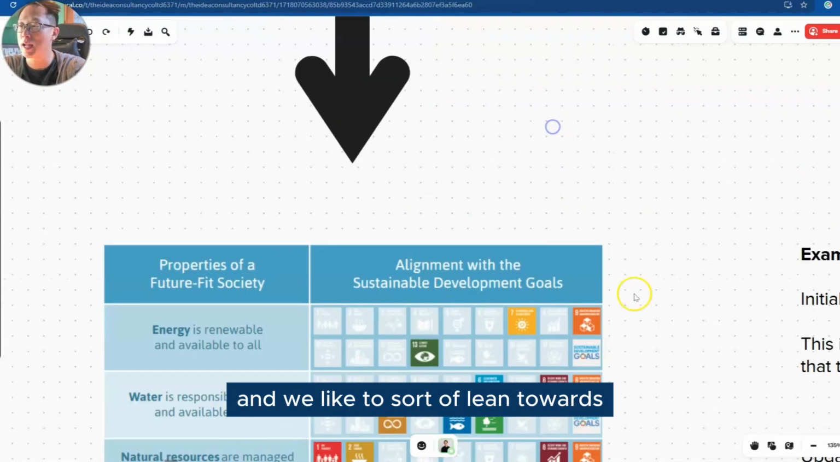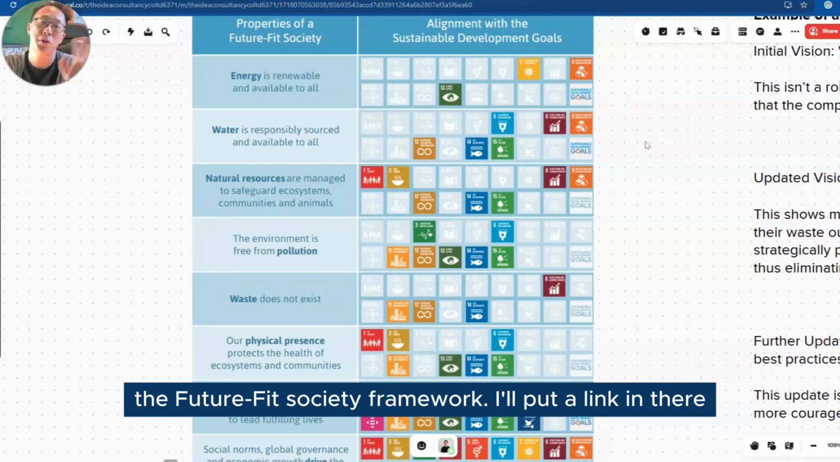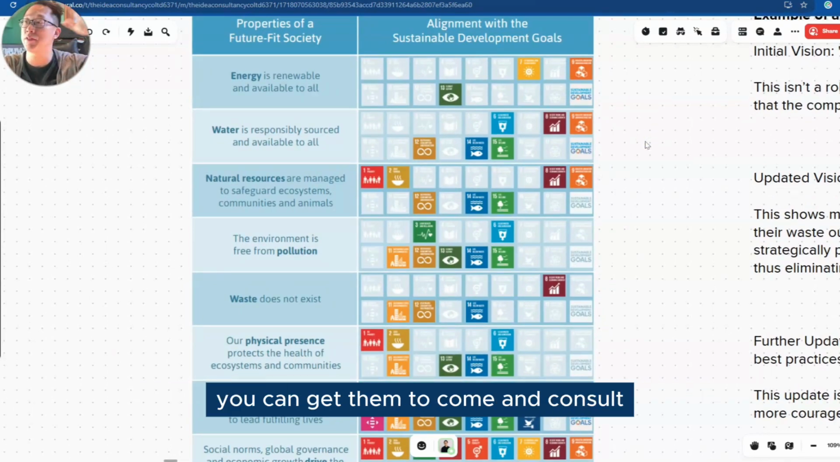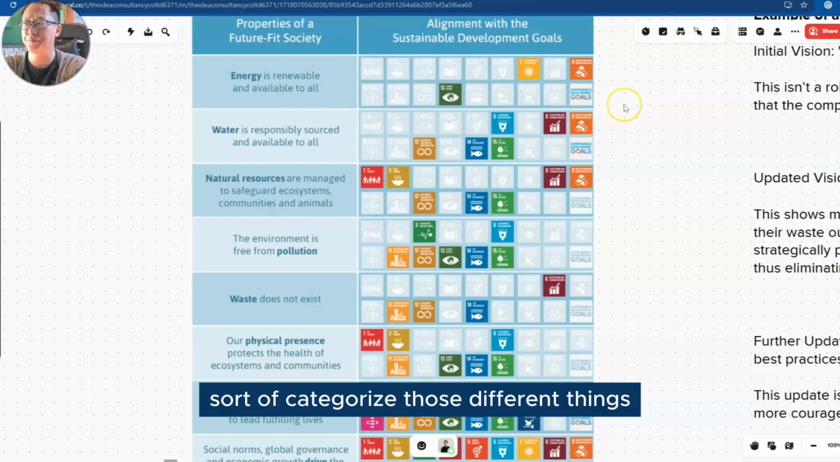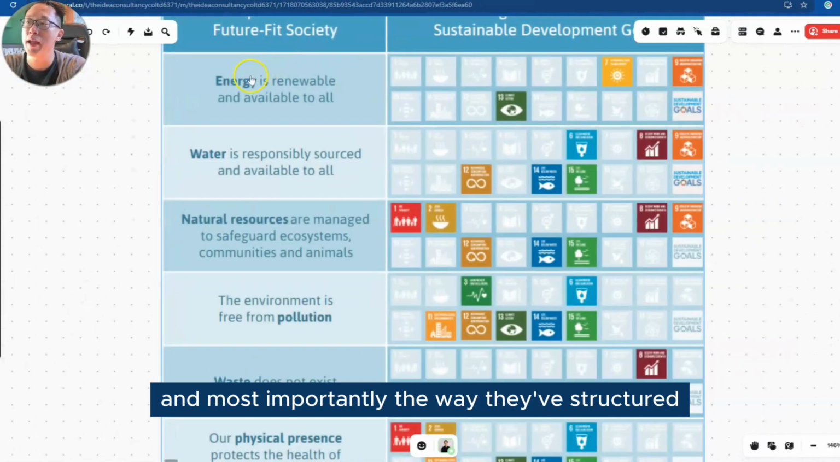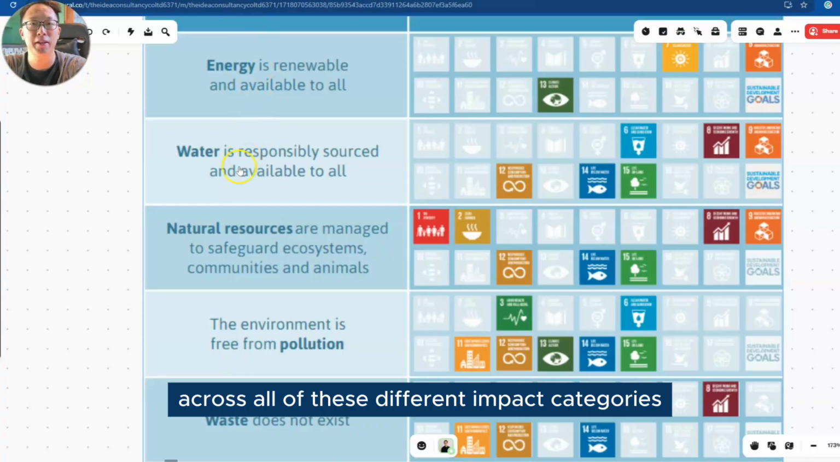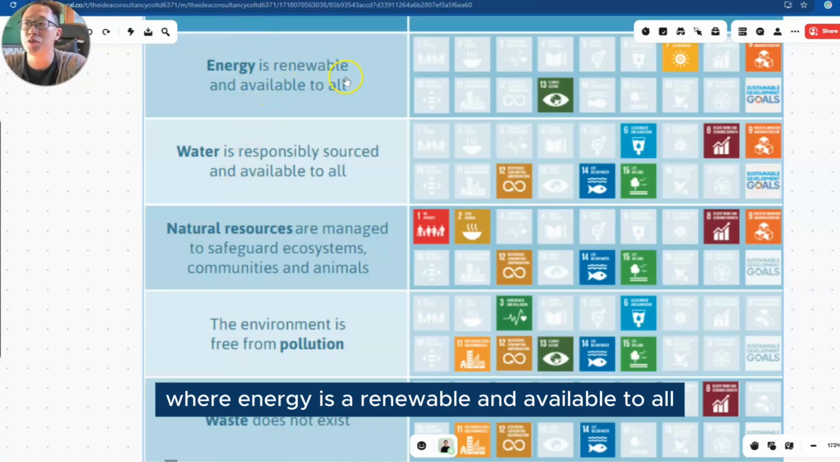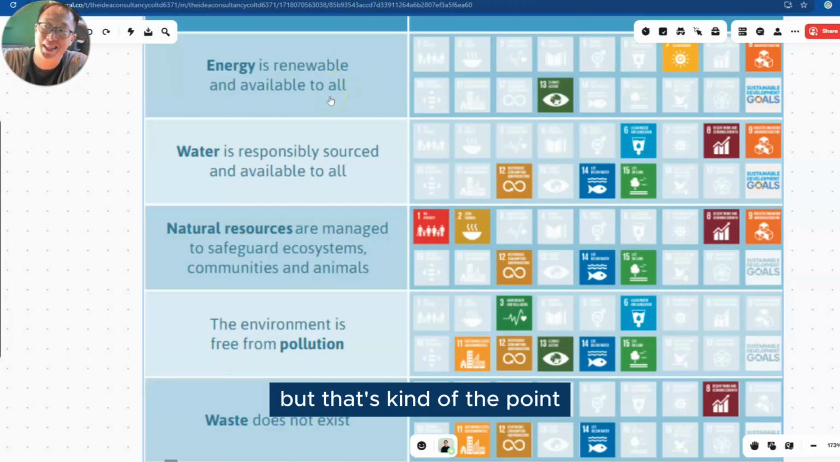And we like to lean towards the Future Fit Society framework. I'll put a link in there, and they do great work. You can get them to come and consult. There's consultants all around the world that you can lean on here. We like how they've categorized those different things, and most importantly, the way they've structured what a vision looks like across all of these different impact categories, where energy is renewable and available to all. And what a nice vision. You might not ever reach it, but that's kind of the point.